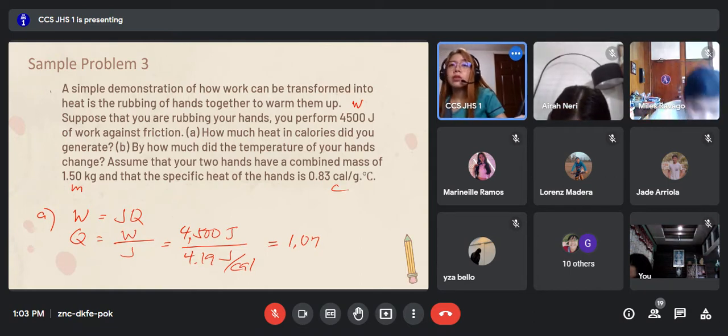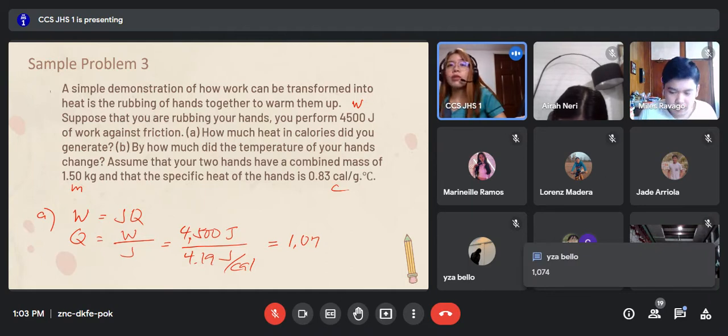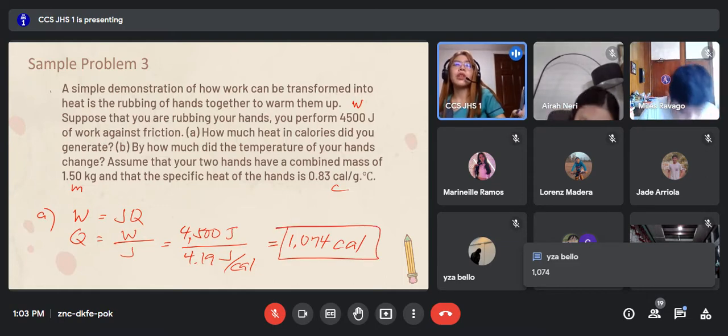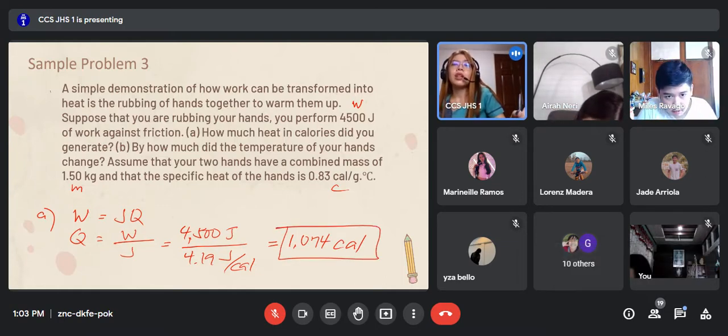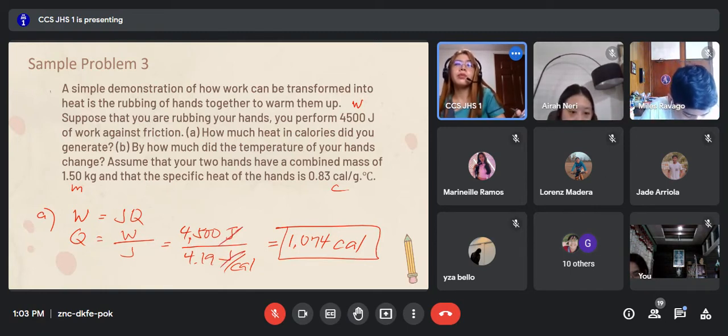Miles, hello? Yes, Jen. Okay. I-round up lang siya ha. Whole number. So, 1,074. So, this is in calories. Okay. So, we have now the answer for letter A. 1,074 calories. Cancel out J man here.